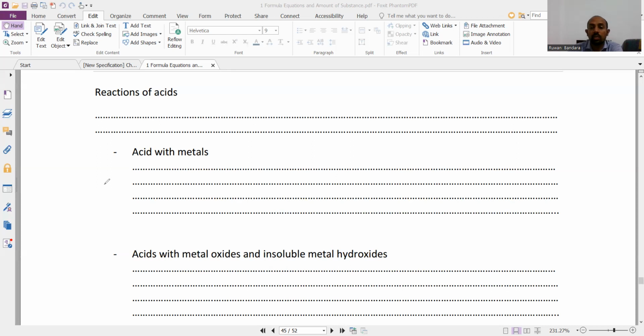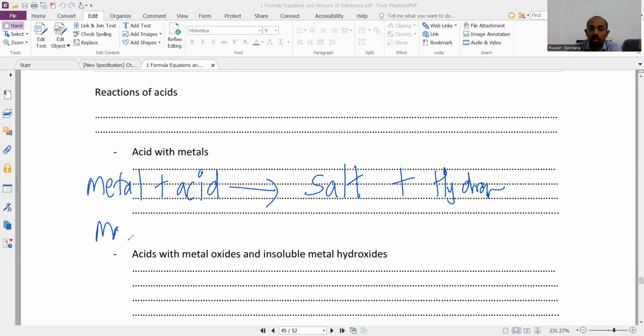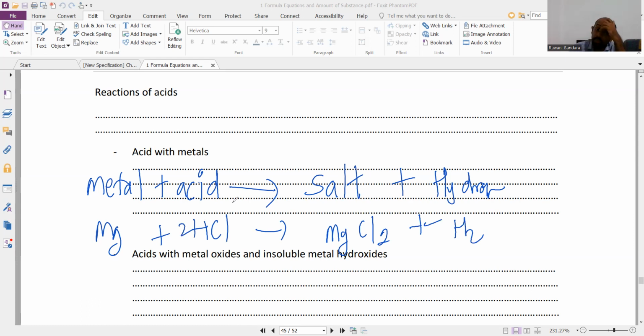So the first one, acid with metals. What is happening? Metal plus acid gives you salt plus hydrogen. Example: Mg plus HCl gives you MgCl2 plus hydrogen. Simple.